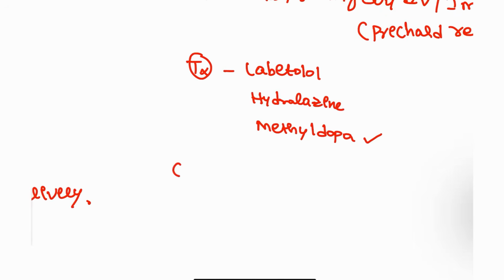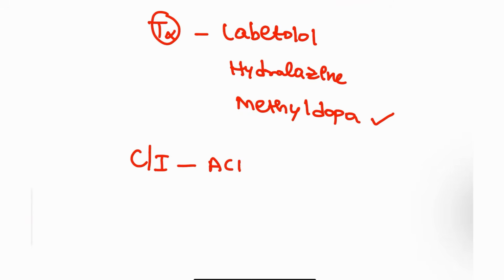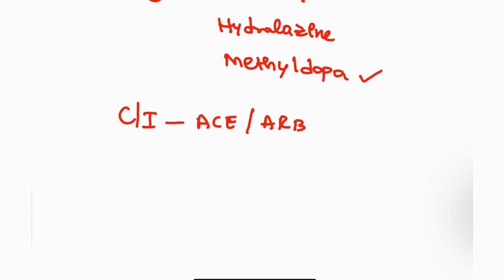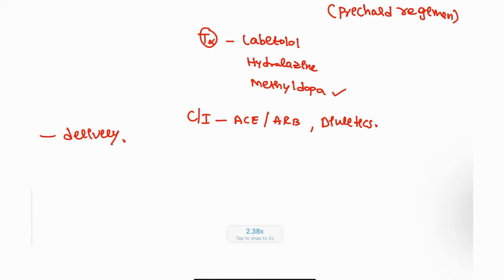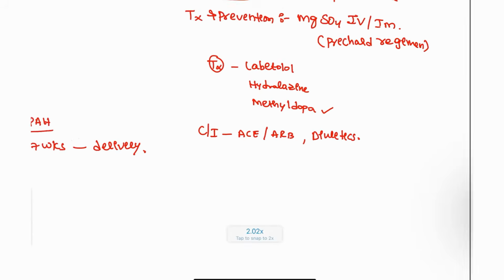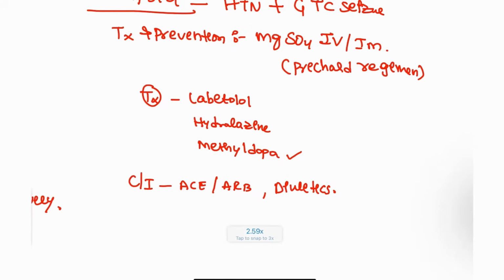But what are the drugs that are contraindicated in this patient? Those drugs are ACE inhibitors, we are not going to give. ARB inhibitors are drugs we are not going to give. And also diuretics. Diuretics also not given in these patients. These three should not be given for this patient. And also, if the patient is showing the signs of the toxicity for the MgSO4, calcium gluconate will be given. Okay, calcium gluconate is given as the antidote.